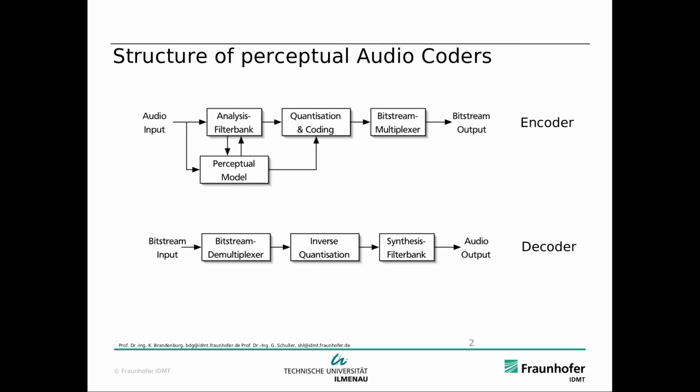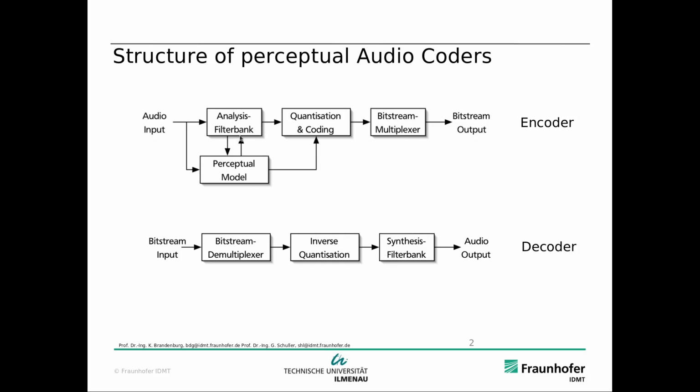So here you can see the structure of a perceptual audio coder. In the beginning, on the left, we have the audio input, our audio signal, and then the first block here is an analysis filter bank, right? So you can see this is an important part of a filter bank. And also on the decoding side, we have a filter bank, the synthesis filter bank.